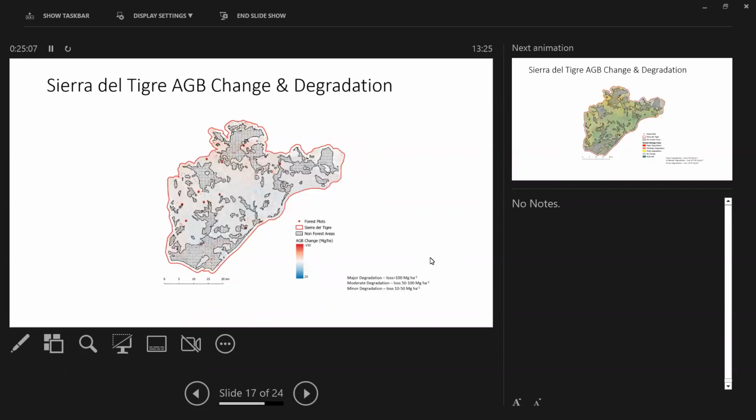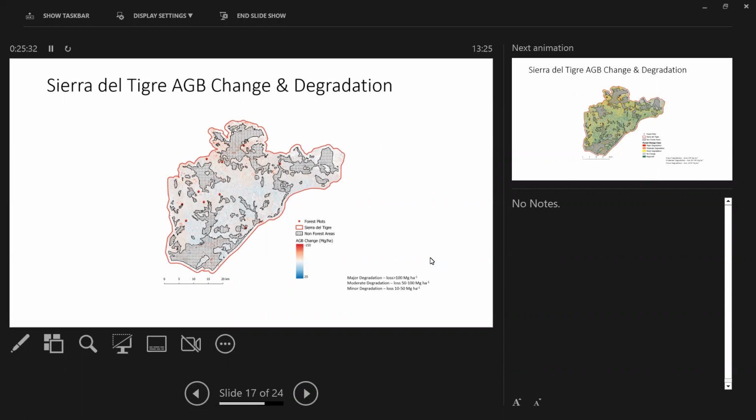But we were able to map biomass change from these two points and actually have a map of the changing biomass. So the red colours show where there's biomass lost, and the blue where there's increases. The problem with this method is that radar is an inherently noisy data set. So there is a lot of speckle within it.